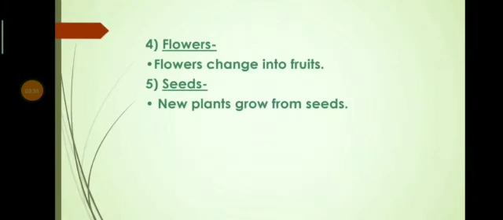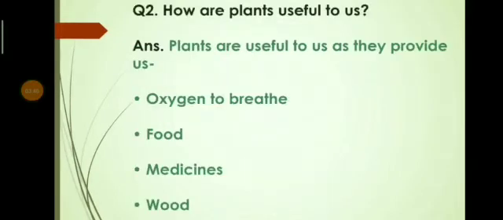Flowers. Flowers change into fruits. Seeds. New plants grow from seeds. How are plants useful to us? Plants are useful to us as they provide us oxygen to breathe, food, medicines, wood.